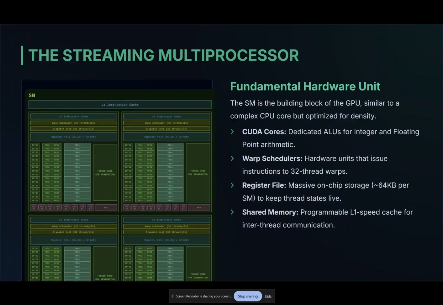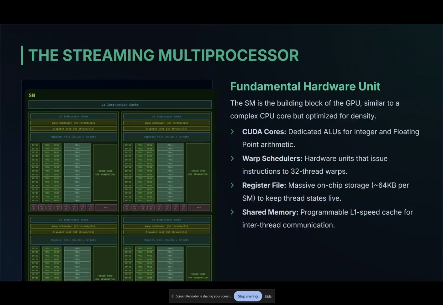The GPU's fundamental building block is the streaming multiprocessor, or SM. A CPU core is built for complex sequential logic, but the SM is built for raw density, to pack as many execution units as possible onto the chip. It has two critical components, CUDA cores and the register file. CUDA cores are not independent CPU-like cores. They can't fetch or decode instructions on their own. They're just math engines that the SM scheduler feeds operations to continuously.